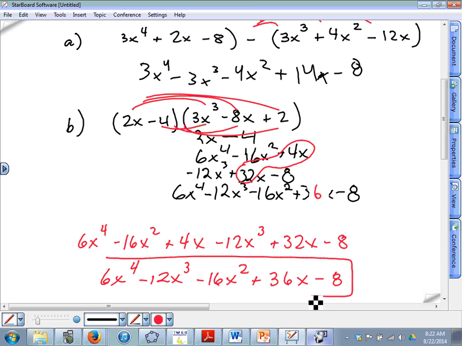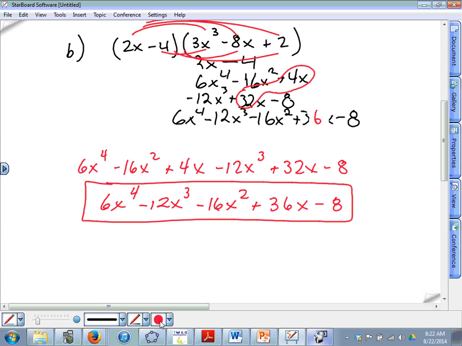That's all right. So, I mean, this is the way I do it. I just do an extension of the FOIL method. Some people call it the box method, where they kind of line things up. They're both great any way you want to do it. Just got to remember to keep track of like terms and such.